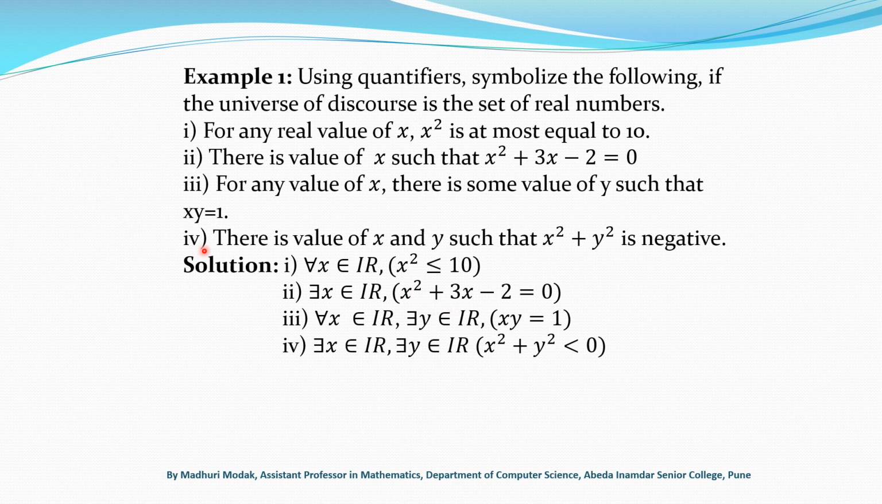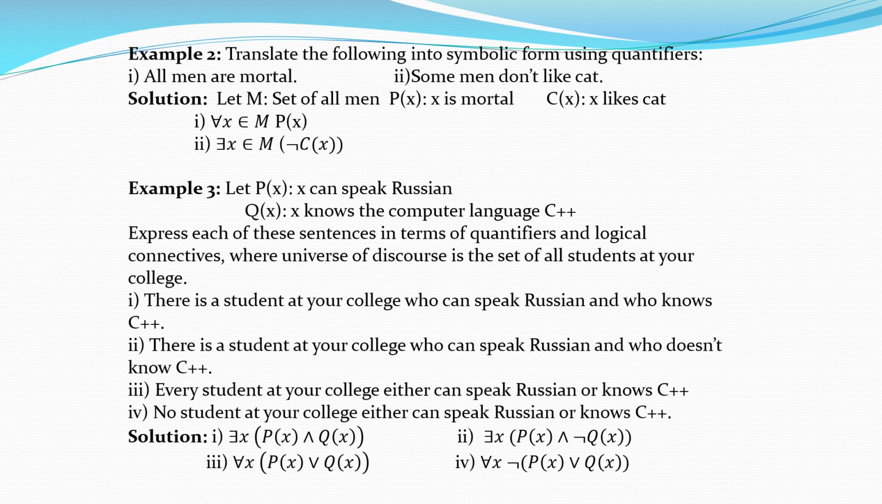Now, fourth is there is a value of x and y such that x square plus y square is negative. Negative means it is less than 0. Now, there is a value of x and there is a value of y. So, for both x and y, we use the existential quantifier. There exists x in R, there exists y in R such that x square plus y square is negative, means less than 0. So in this way, using quantifiers, we can express the given statement in symbolic form.